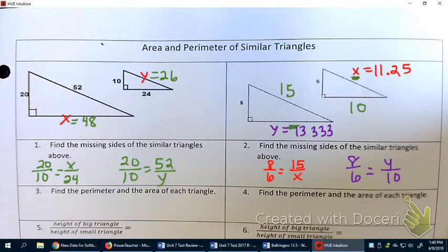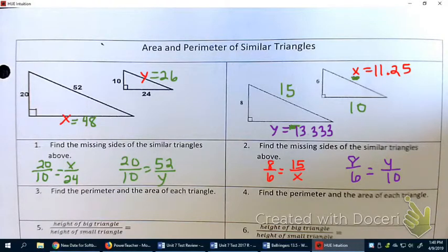Because these are right triangles, when you're finding the area, your base and your height are already given to you, because your base is down here and your height's up here. So when you do area, you're going to do 1/2 times that times that. And then your perimeter is going to be adding all the sides together. So let's look at number 3.